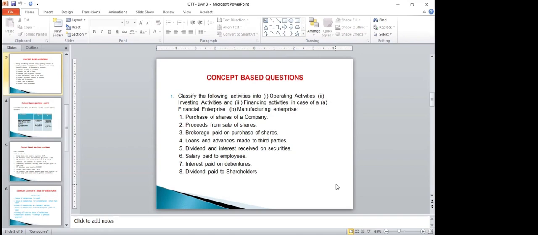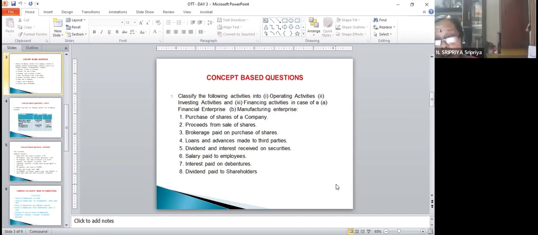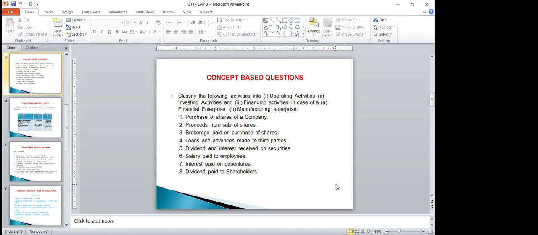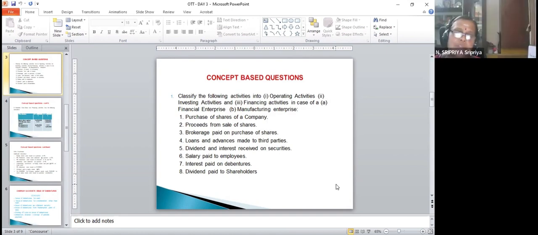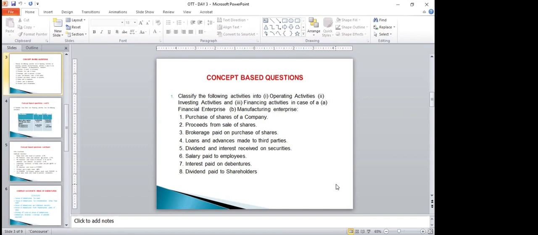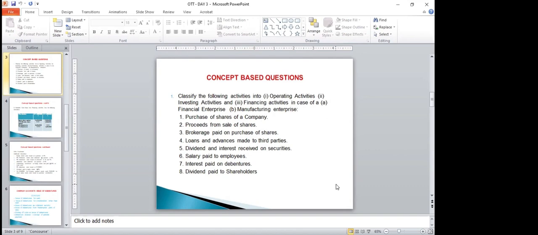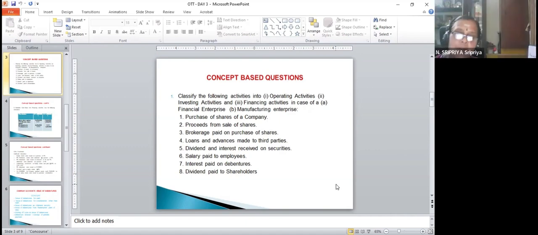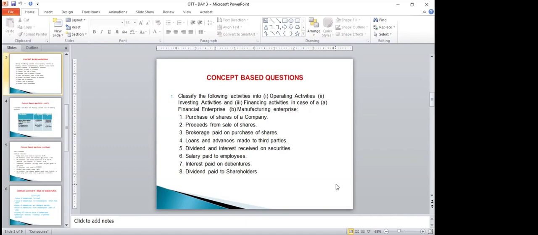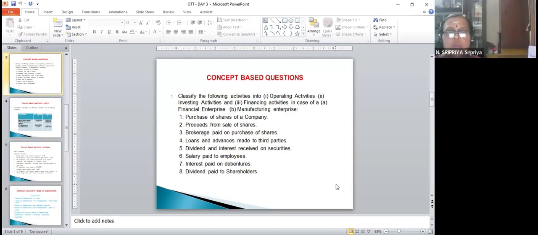Excuse me, ma'am. I have one doubt regarding loans and advances. Yes, sir. Suppose we are getting a loan from the bank or whatever it may be. It is a liability on the part of the company. It is a cash inflow in financing activity. Loans and advances given by the firm or company to anyone else is an asset for the company. But we are showing it as an investing activity, not as a financing activity.